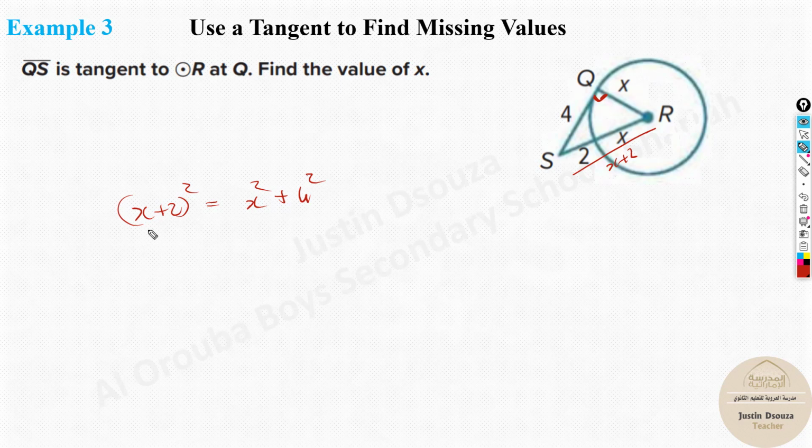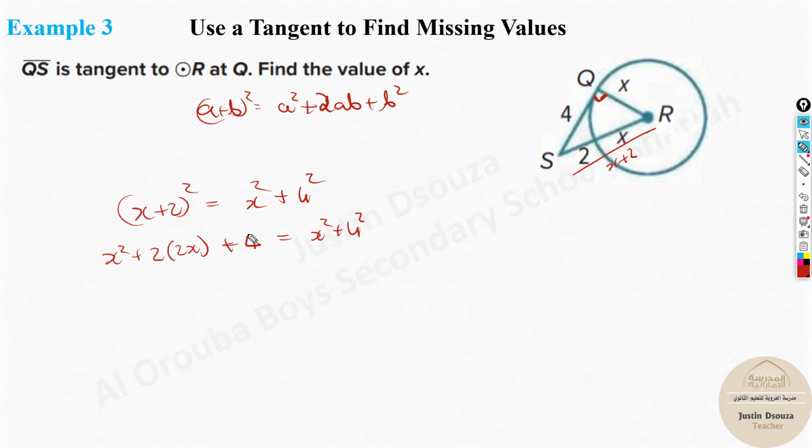Over here, you need to use a plus b the whole square formula. That is a plus b the whole square equals the first term square plus 2 times ab plus b square. So here it will be x square plus 2 times ab, that is 2x, plus b square, that is 2 square is 4, that will be equal to x square plus 4 square. So you can see x square and x square, both the sides, you can cancel this off because this x square to the other side becomes x square minus x square.